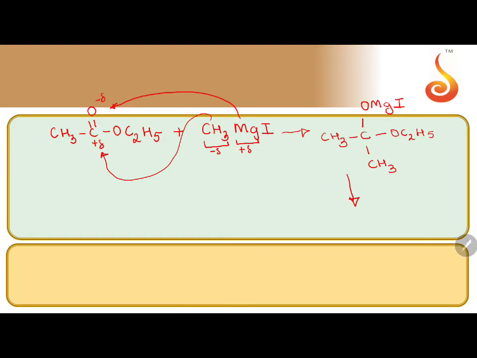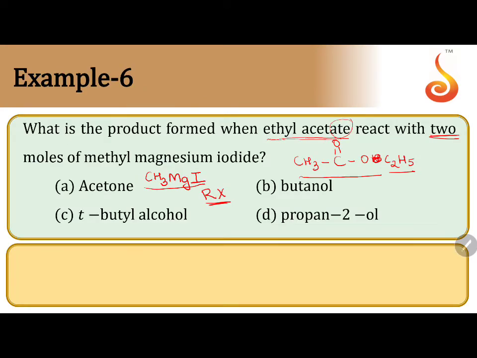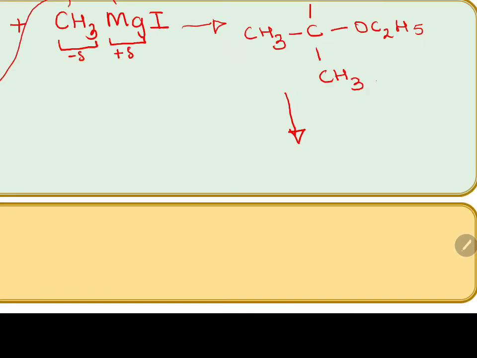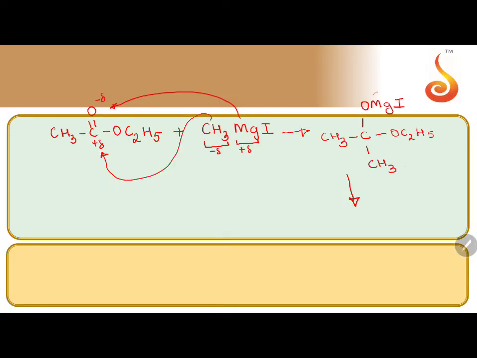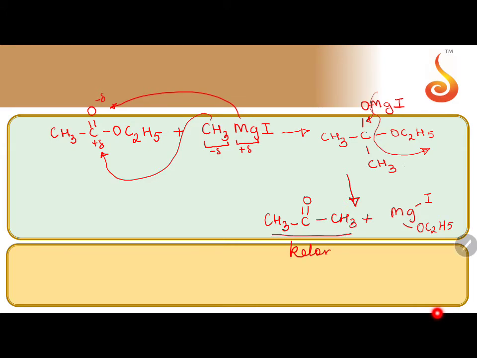That is because MgI leaves with this group here, OC2H5 group. So therefore what will happen, this bond which was there here, it comes here. So therefore you get CH3, C double bond O, CH3 plus Mg, which is attached to I, is also attached to OC2H5. Okay, so we've got one ketone which is acetone.